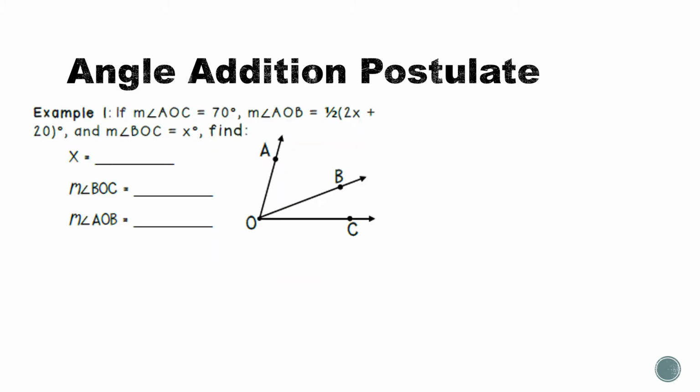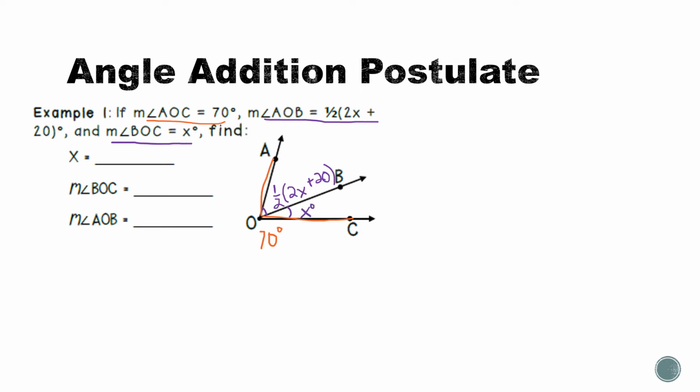So let's take a look at an example of the angle addition postulate. In example 1, we're told that the measure of angle AOC is 70 degrees. So AOC is my entire angle. It also tells me that the measure of AOB equals 1/2 times the quantity 2x plus 20. Whenever I'm given information, I like to write it in my diagram. So AOB would be this angle right here, and this is going to be 1/2 times 2x plus 20. My other angle, the measure of angle BOC, equals x. So this angle down here is x.